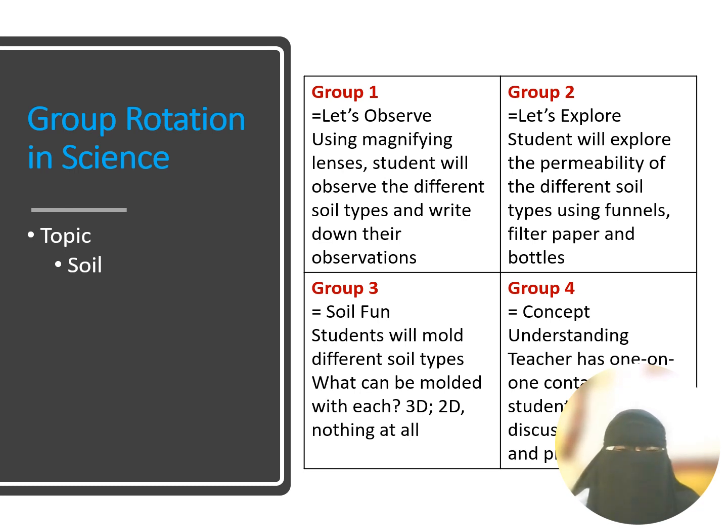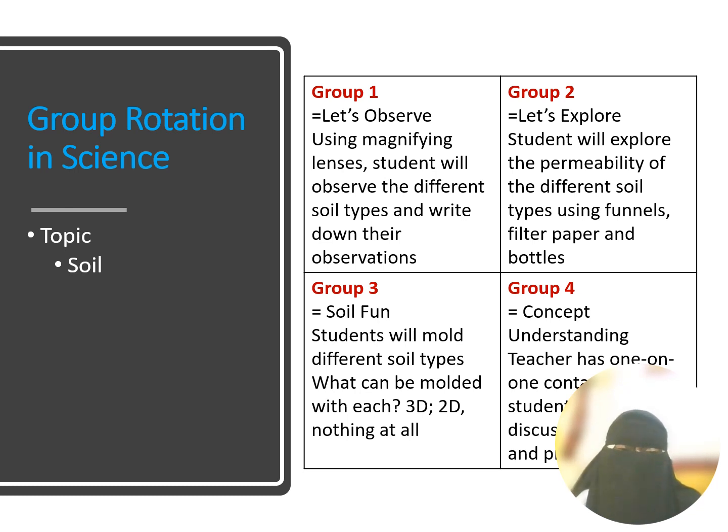We can have less than 4 groups. It shouldn't be more than 4 groups. We can have 3 or 2 groups. But to ensure that we're able to manage the class effectively and use our time effectively, we shouldn't exceed 4 groups. So group one would observe. Maybe using a magnifying lens, the students would observe the different soil types and write down their observations, what they see in the soil, different types of soil.